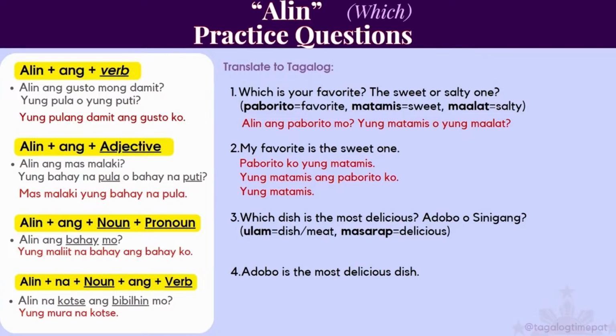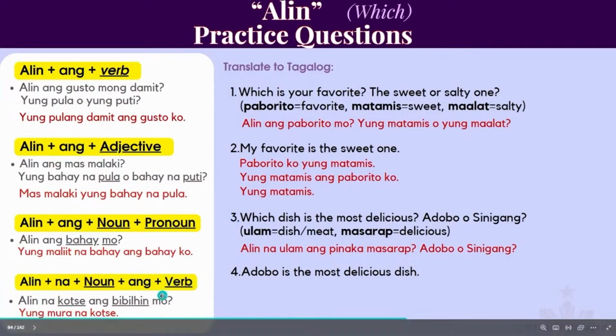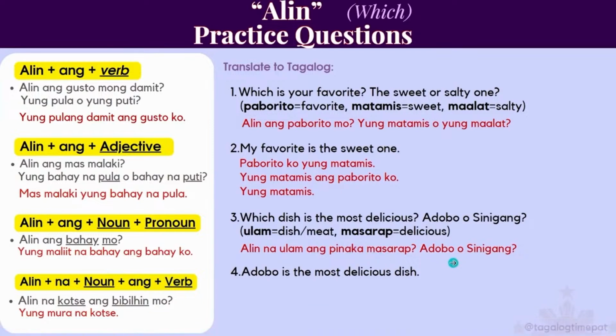Number 3, which dish is the most delicious? Adobo or sinigang? Ulam means a dish or a meat. Masarap means delicious. So, alin na ulam ang pinakamasarap? It's kind of taking rule number 4, but then instead of a verb, it's adding the superlative adjective. And then the choices would just be adobo o sinigang.